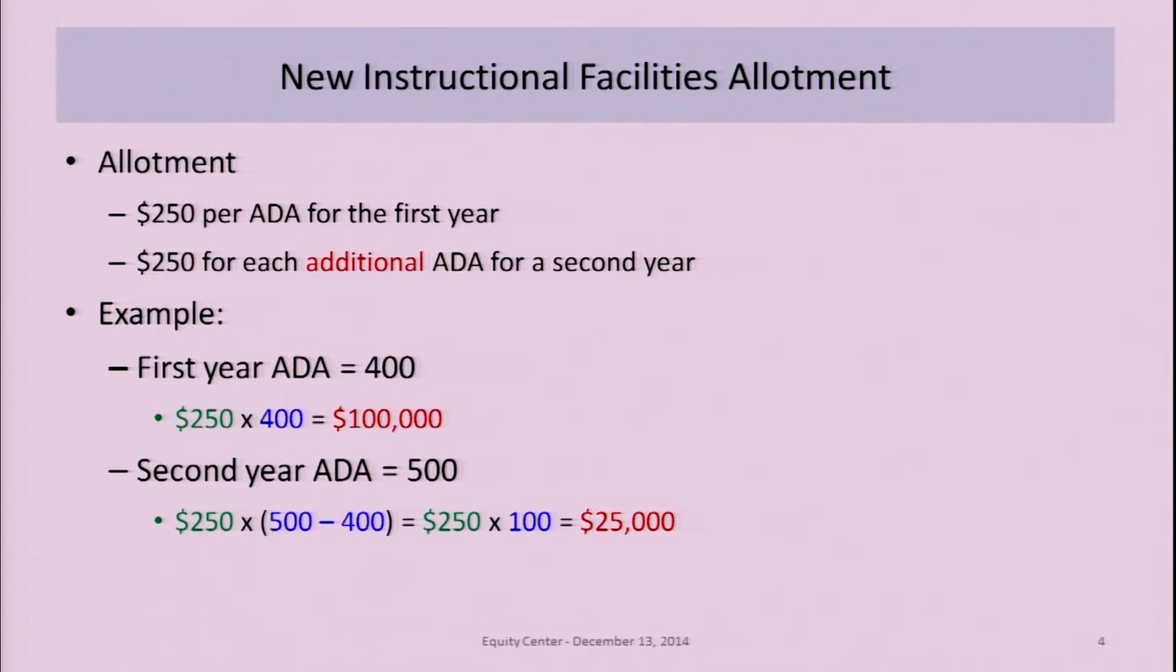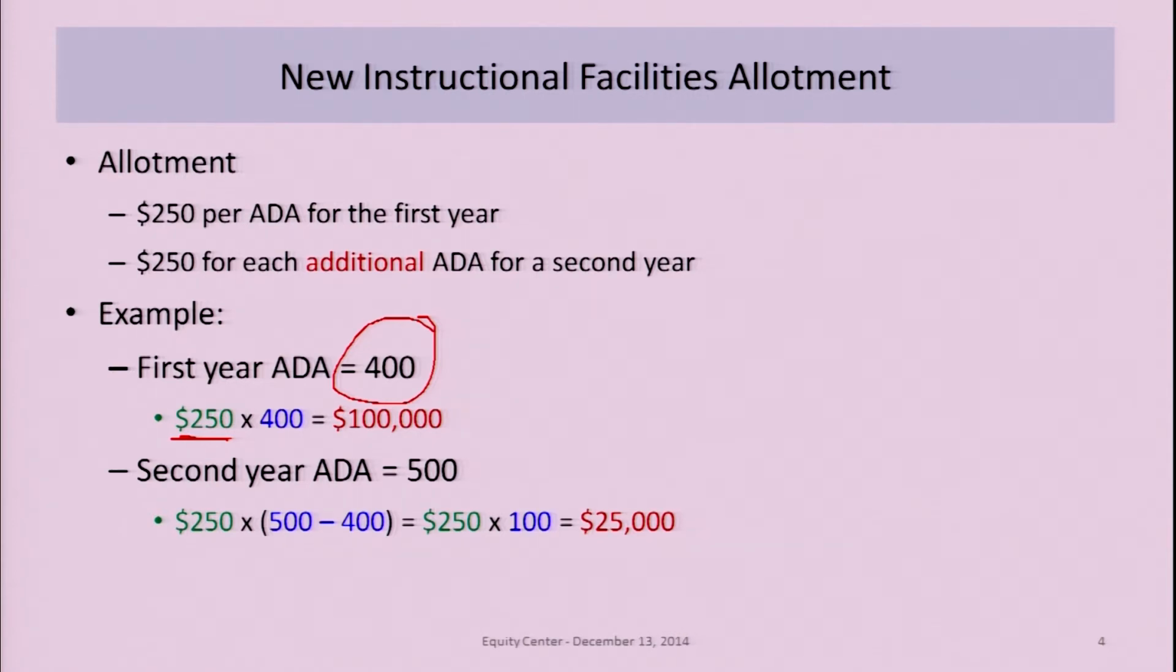And basically what it is, $250 per ADA for the first 2 years. But you don't get $250 for an ADA that repeats. So just as an example here, let's say that in the first year the campus is in operation, you had 400 ADA. Well, you get $250 for each of those 400 ADA, and that gives you $100,000. That's your funding for the first year.